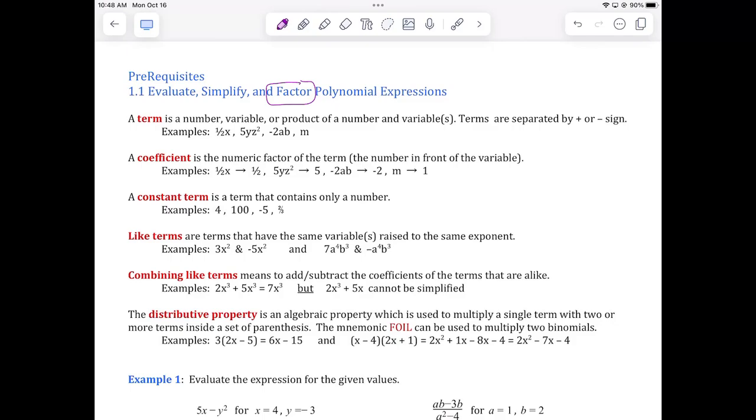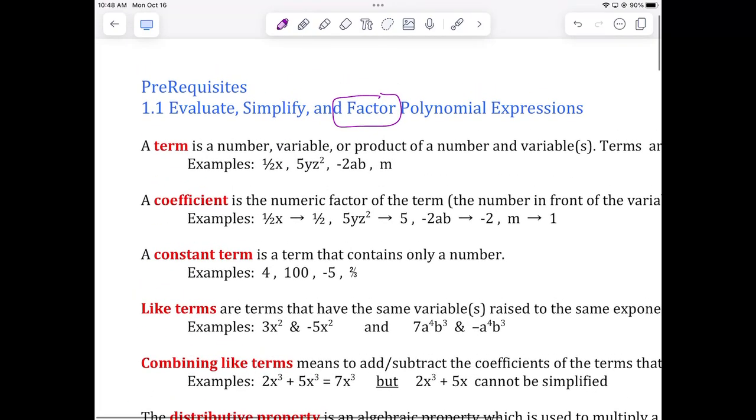Okay, you ready? We skipped Chapter 1, but we're going to go back and do 1.1. It's that important. We just talked about this today in pre-cal.